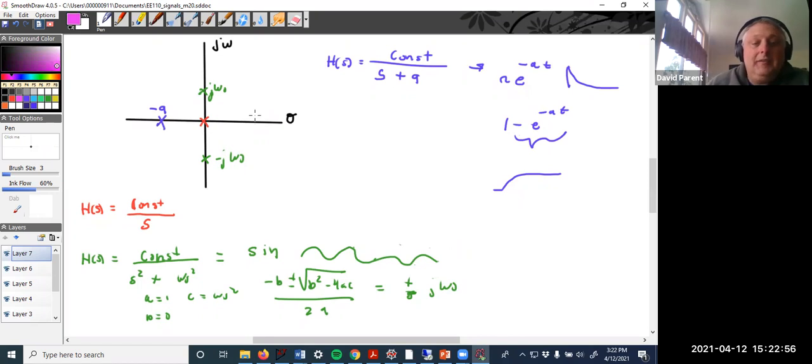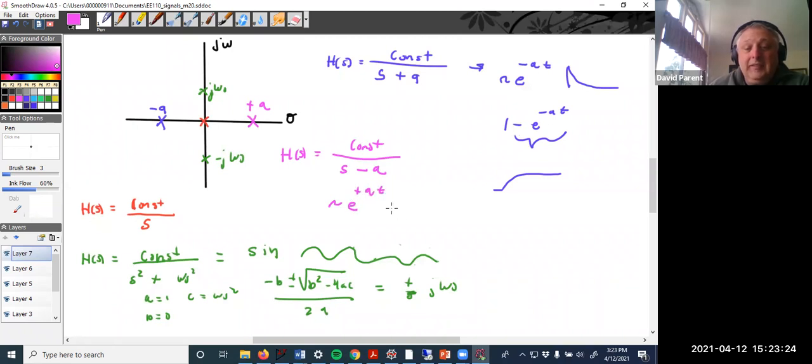What if I have a pole here? Well, the transfer function of this is actually some constant over s minus a, which the inverse Laplace is proportional to e to the plus at, which is exponential growth, right?